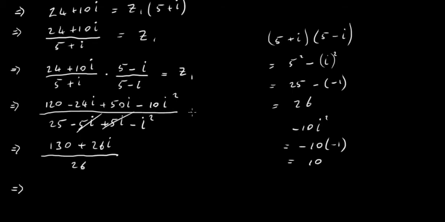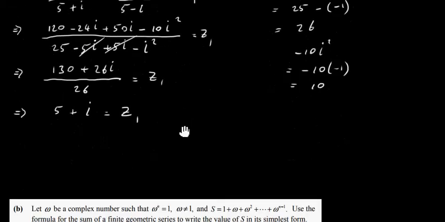So we're almost there. Remember, this is equal to Z1. So now we've got to write this in the form A plus BI. So 130 divided by 26 is 5. 26 divided by 26 is 1. So we just get 1I, and that gives us our Z1. So that's Z1 in the form A plus BI. Okay, so that's that one done.